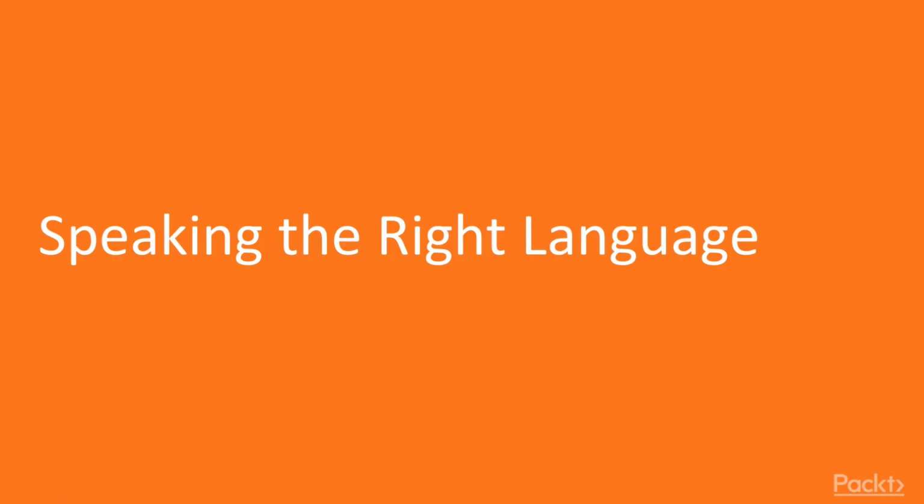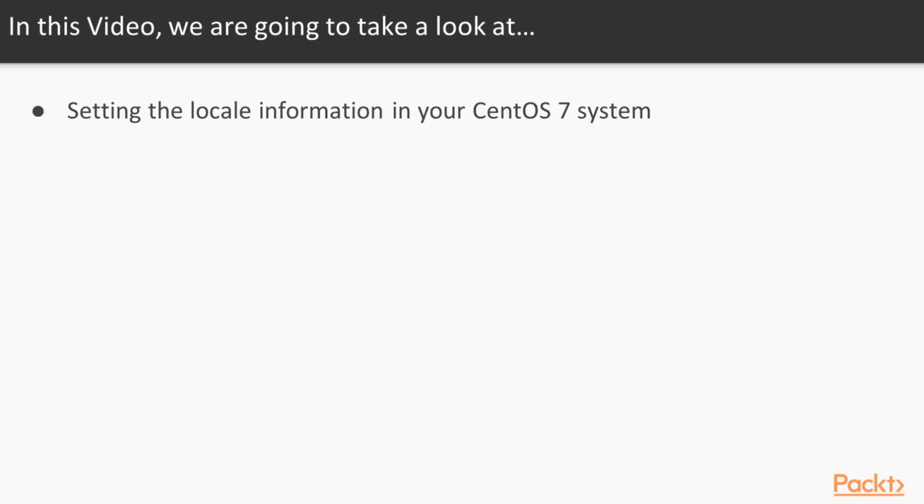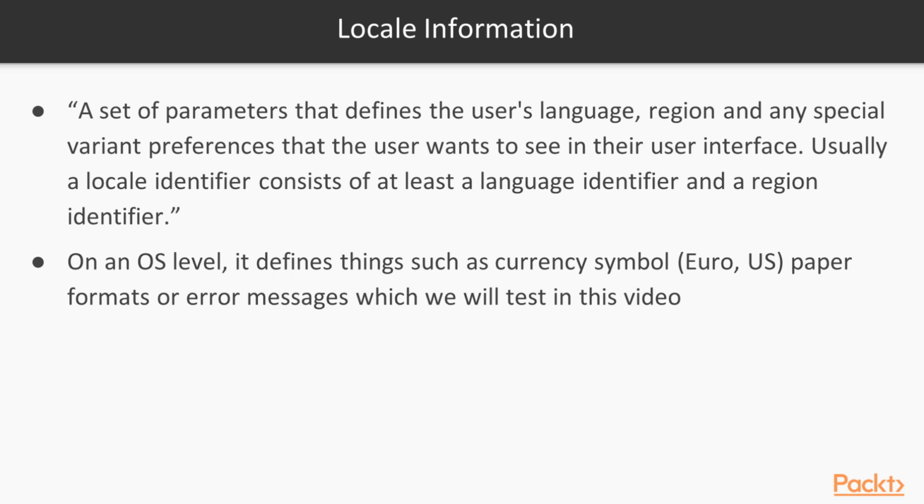Speaking the right language. In this video, we will show you how you can change locale settings on a CentOS 7 system. The need to change this is rare, but can be important, for example, if we accidentally chose the wrong language during installation. But what is locale information? If you read the Wikipedia locale article, you will learn that it is a set of parameters that defines the user's language, region and other special variant preferences that the user wants to see in their user interface.